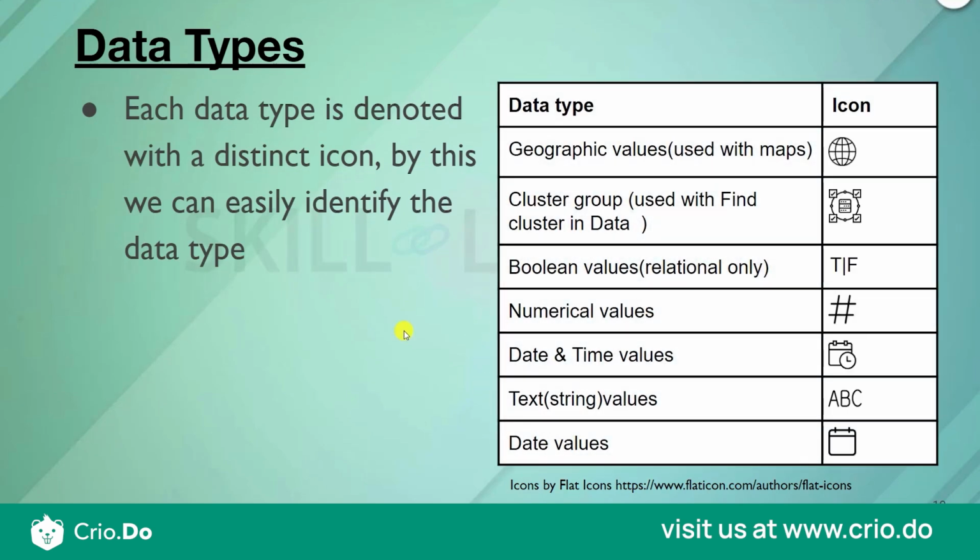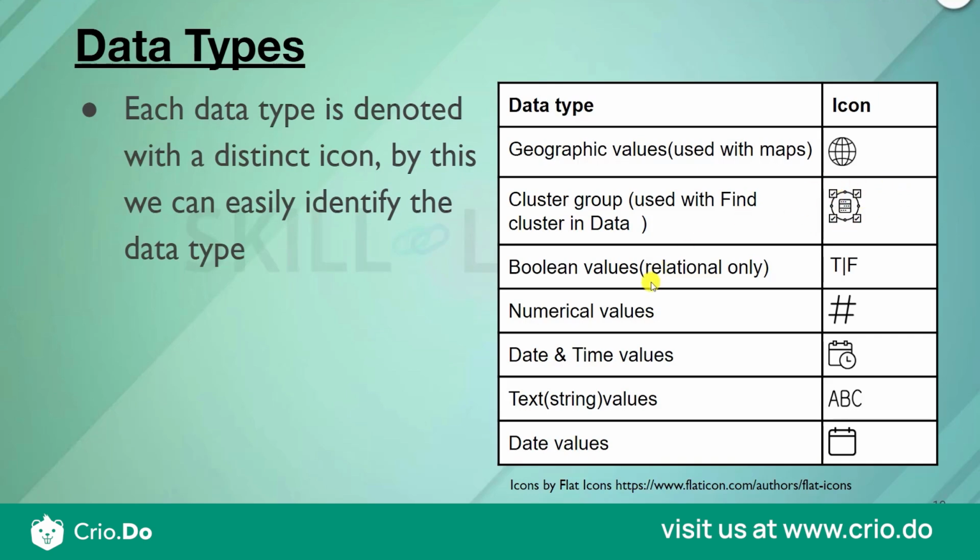We'll talk about geographical values first. Geographical values are identified by this map icon. The data column would be looking like this icon. We have cluster groups whenever the data is mixed with different data, like let's say it has numbers, it has strings, or it has some special characters inside of it. We call them cluster data, and the icon would be looking like this.